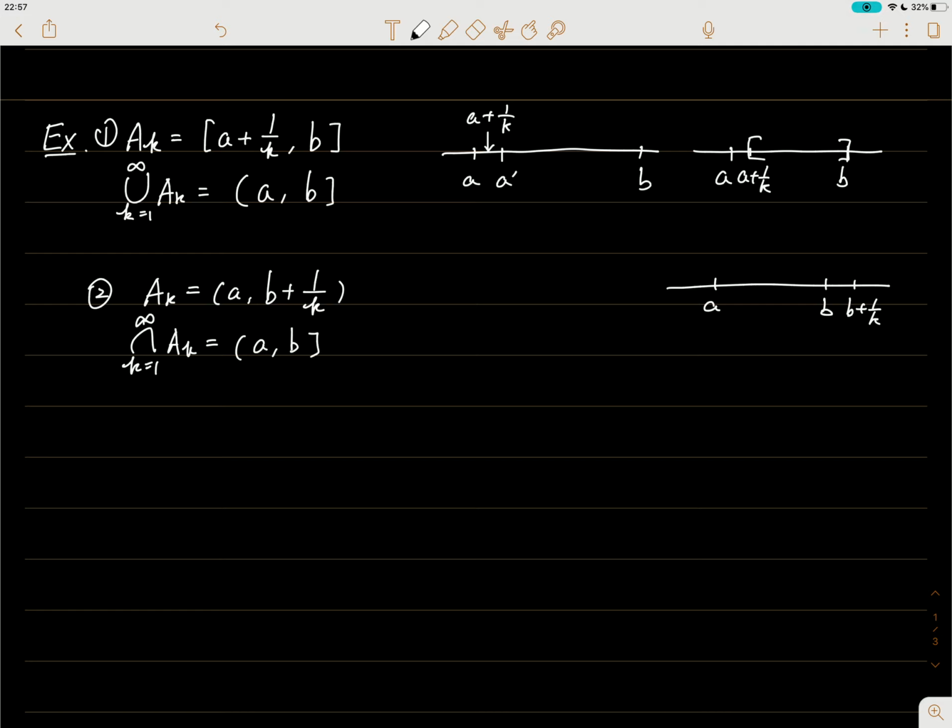Again, the reason is that B is included in every one of them, every A_k. So it will be included in the intersection of them. But on the other hand, every number that is bigger than B, let's say this is B prime, I can find some k large enough so that B plus 1 over k falls in between B and B prime. So that means B prime will not be inside A_k, and it cannot be inside the intersection of A_k.